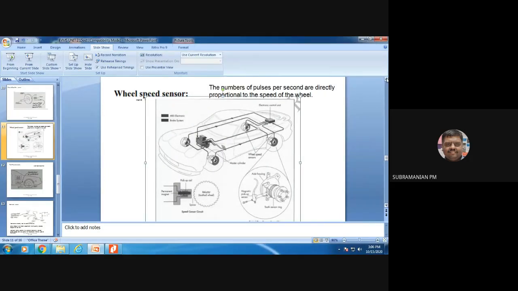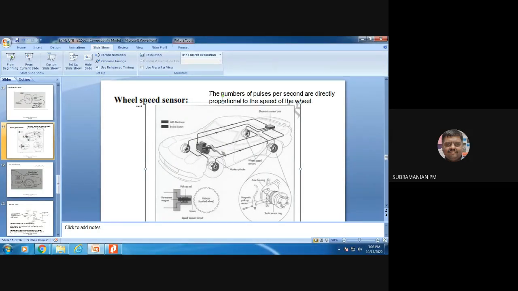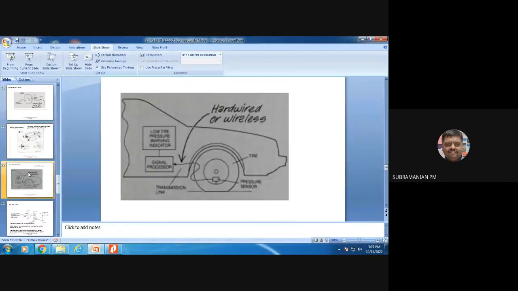So what we can infer, the important thing, is that how many pulses I get per second is directly proportional to the speed of the wheel. That is, the number of pulses per second will be directly proportional to the speed of the wheel. This is the working of a wheel speed sensor, and this one is the crash sensor.